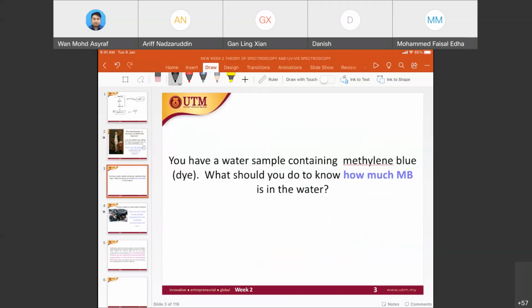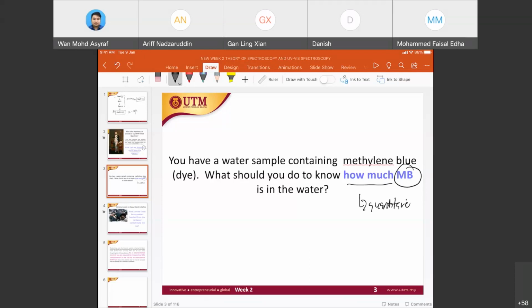Okay. Another example, you have a water sample containing methylene blue, which is a dye. What should you do to know how much methylene blue was in the water? Methylene blue. So basically sekarang methylene blue ni you dapat dalam sample water, you dah sampling, you dah preserve, you dah store, and then how are you going to know how much? So this is in terms of how much ni apa? Quantitative.